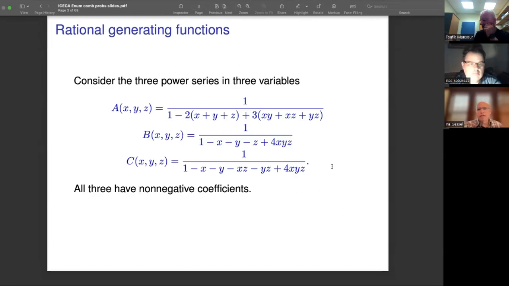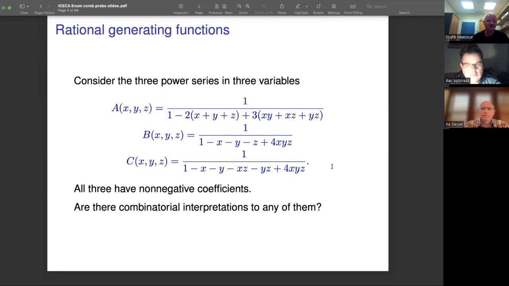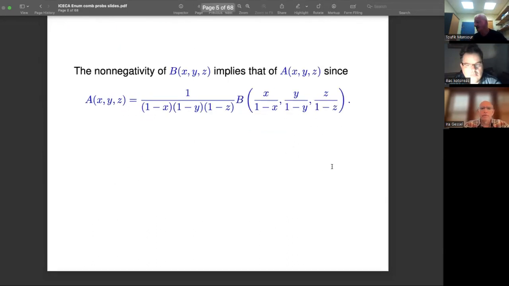So here is one of my favorite examples. I've talked about this before. Some of you may have heard me mention this, but probably most of you haven't. These are three rational power series in three variables, and they all have non-negative coefficients, and there are no known combinatorial interpretations for any of them. And they're all closely related in the following way.